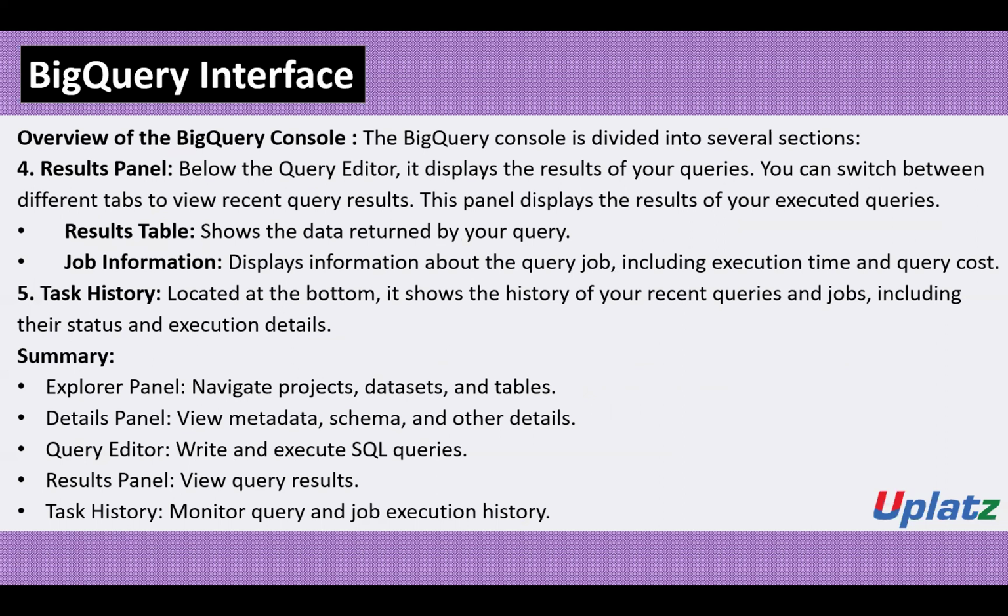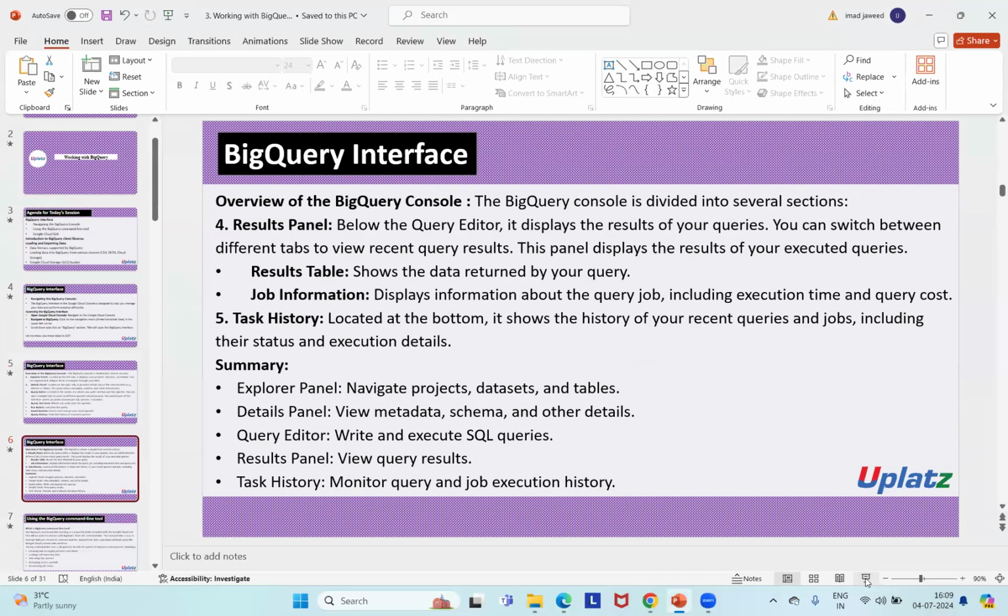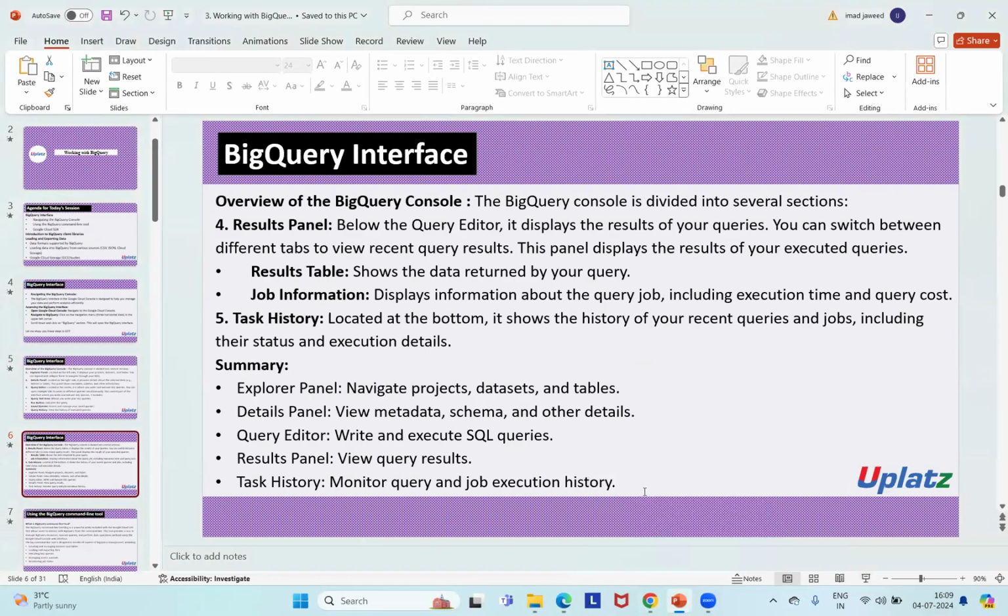Below the query editor, it displays the result of your queries. You can switch between the different tabs to view the recent queries. This panel displays the result of your executed query, for example, the result table and the job information.